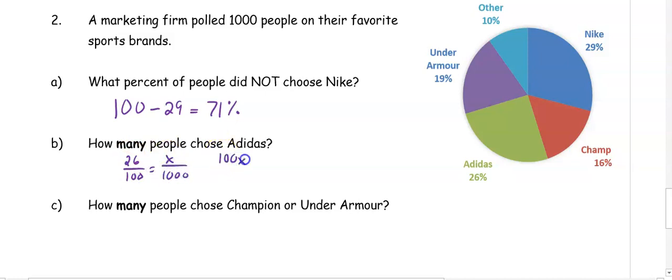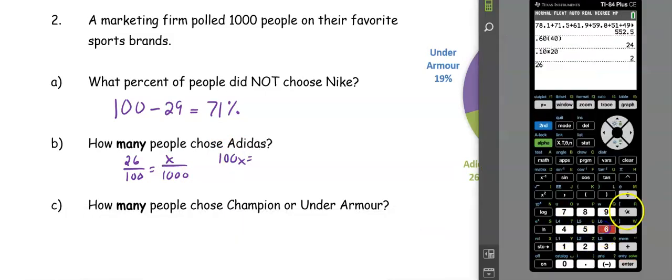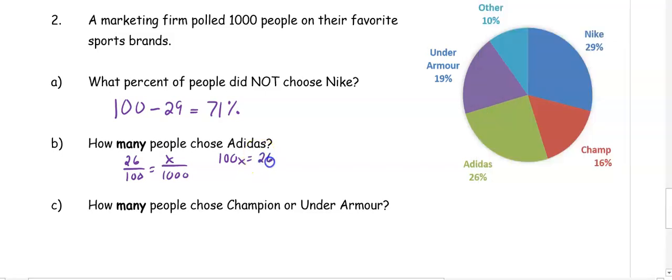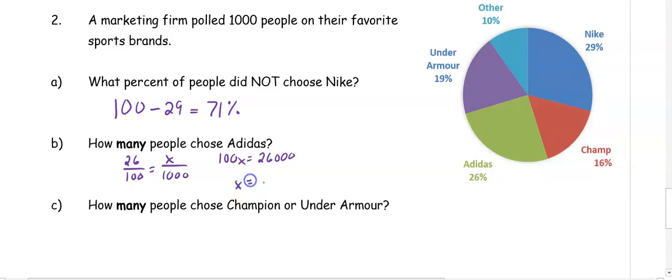So when we cross multiply, we get 100x equals 26 times 1,000, which is 26,000. And when we divide by 100, we get 260 people. In number 6, how many people chose Champion or Under Armour?